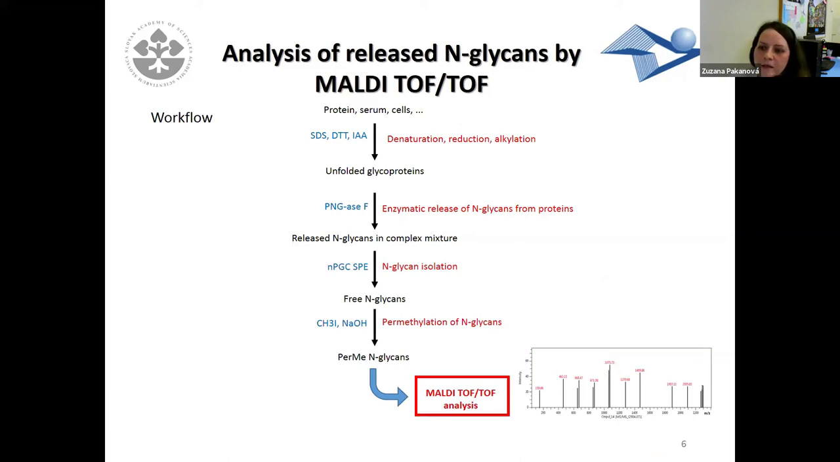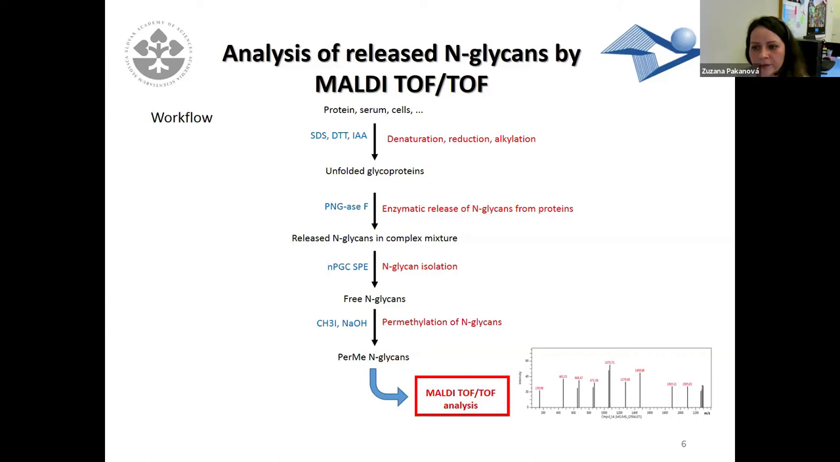deglycosylation. So for this approach, we use enzymatic release of N-glycans. There is a commercially available PNGase-F, peptide N-glycosidase-F enzyme. There are some alternatives such as chemical glycan release, but we have good experience with this enzymatic approach. After the deglycosylation, we have released N-glycans, but of course in complex mixture with the rest of protein or with the serum. So we have to isolate them.